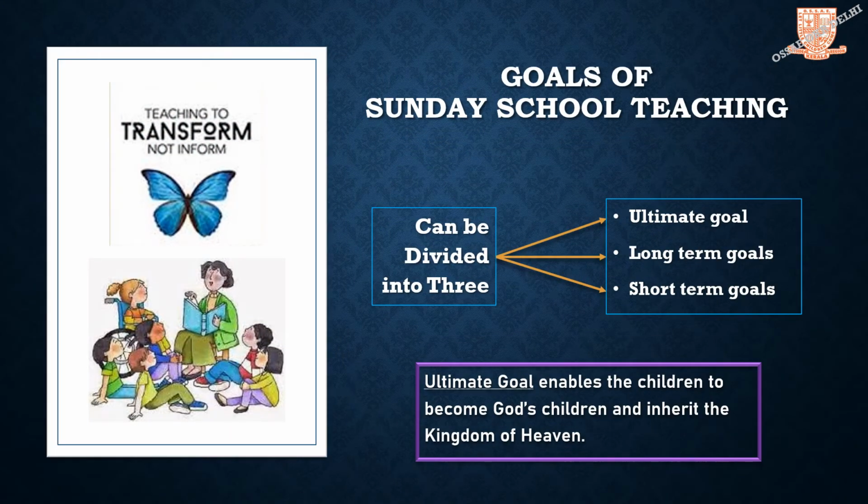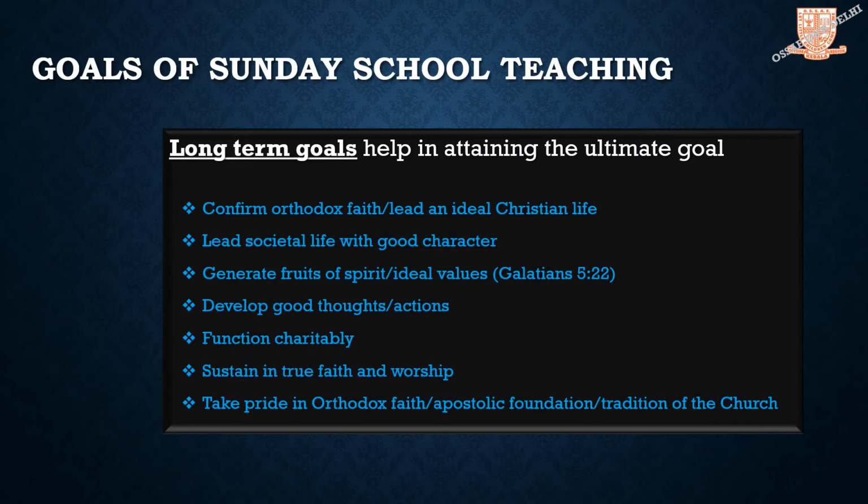So, as far as Sunday school is concerned, we can divide these goals into three. One, ultimate goal. Second, long-term goal. And third, short-term and immediate goals. So, when we talk about the ultimate goal, the ultimate goal of Sunday school teaching is to enable the students to become God's children and inherit the kingdom of heaven, or means the eternal life. Second is the long-term goals. The long-term goals help attaining the ultimate goal mentioned above.